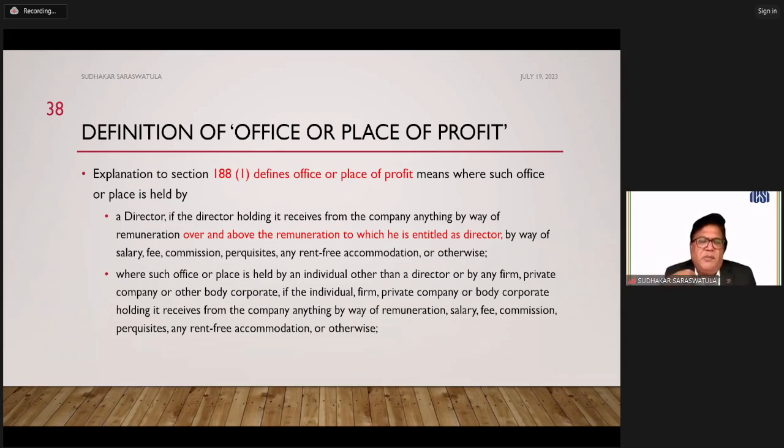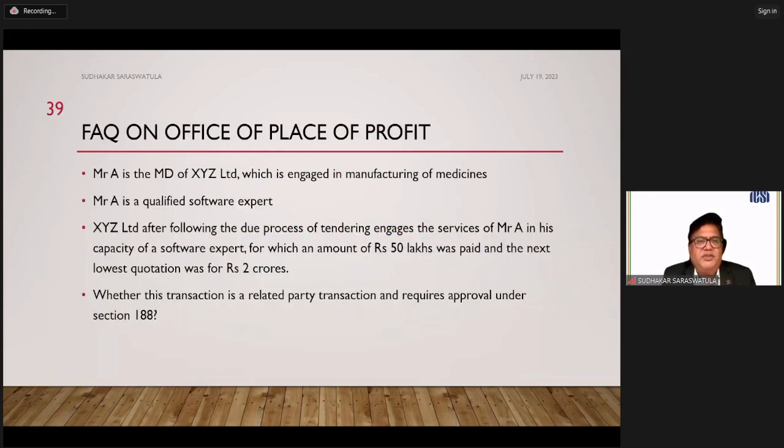That means if I am a managing director, what am I entitled for? I am entitled for my salary and perquisites. So if I get anything over and above my salary and perks, that amounts to an office or place of profit. Suppose I am a non-executive director, what am I entitled for? I am entitled for a profit-linked commission, or maybe my sitting fees or reimbursement of expenses. So if I get anything over and above that, that amounts to office or place of profit.